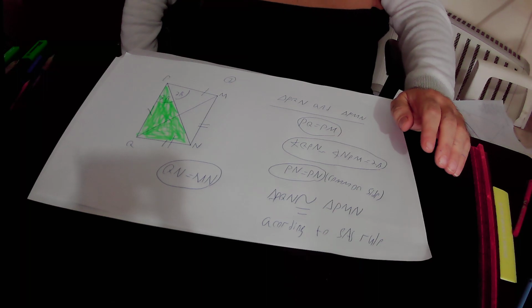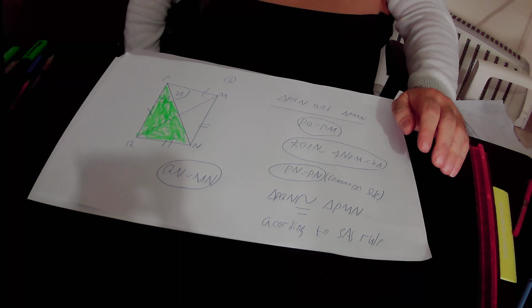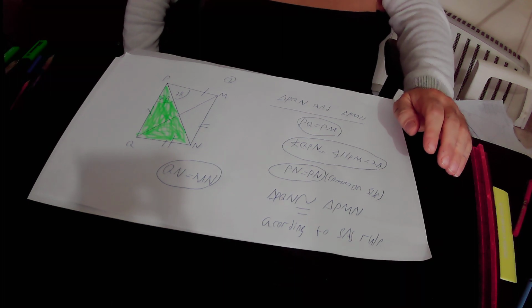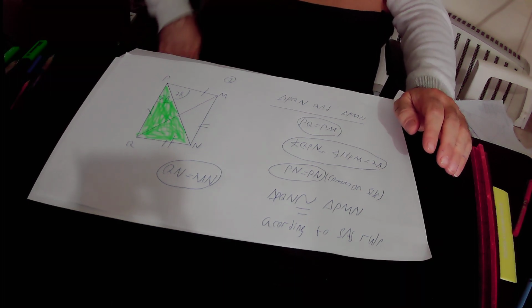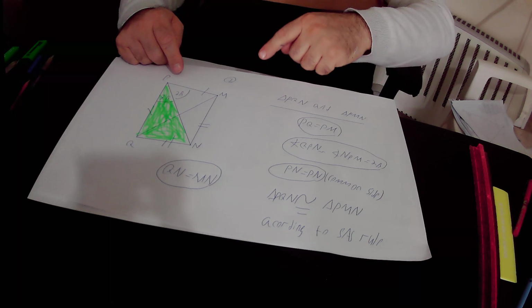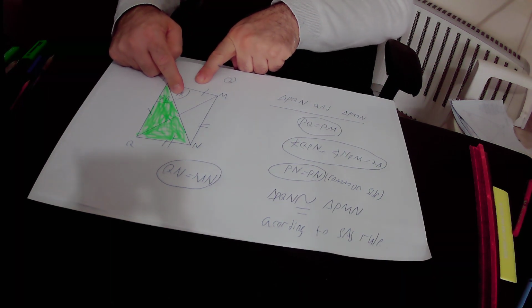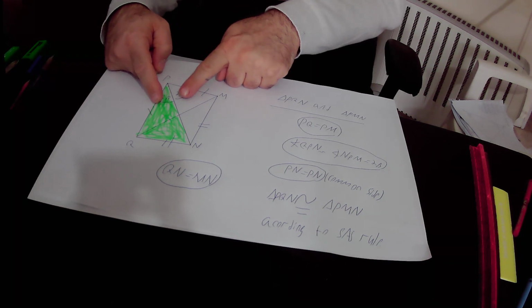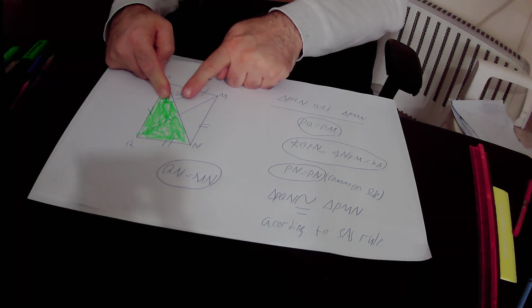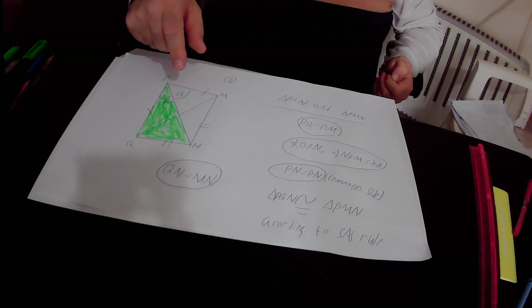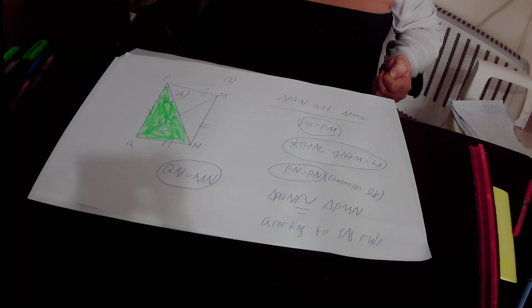What is the side angle side rule? The side angle side rule is that if you prove two sides and the angle between them in one triangle are congruent to two sides and the angle between them in another triangle, then you prove that those two triangles are congruent to each other according to the side angle side rule. We proved that those two sides and the angle between them, that is to say 2 beta, are congruent to those two sides and the angle between them, 2 beta, in the green triangle. So those two triangles are congruent according to the side angle side rule.